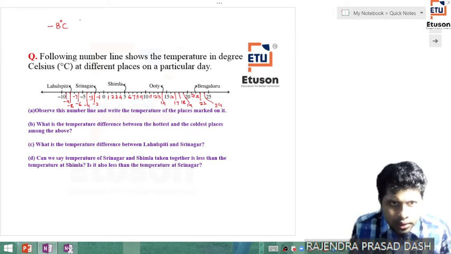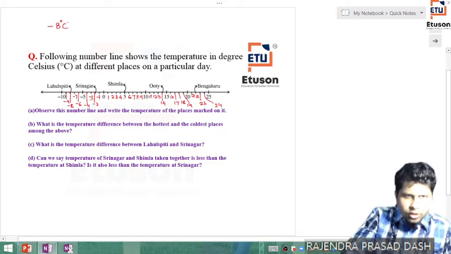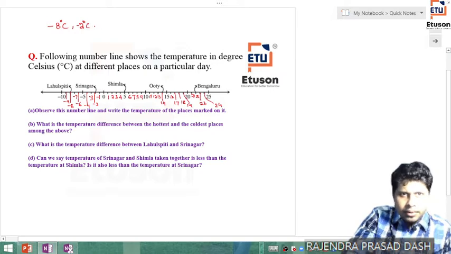Then we'll see Srinagar. Srinagar is -2 degrees Celsius. Then comes Simla. Simla is 5 degrees Celsius.